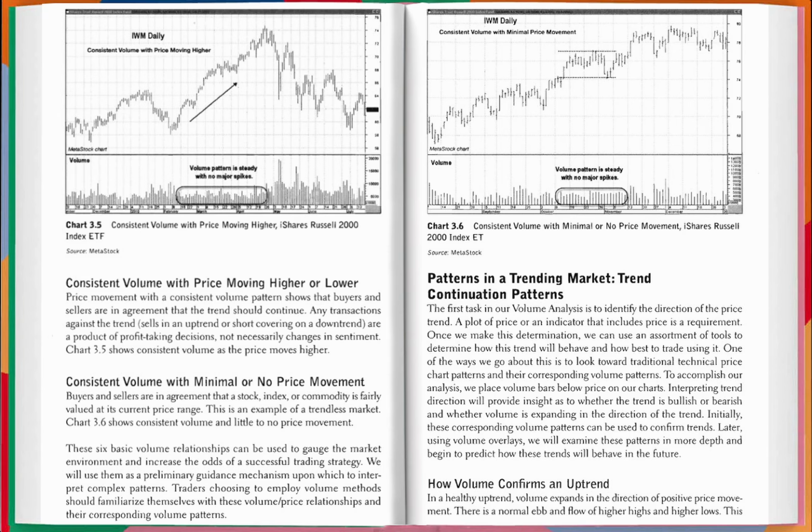Consistent volume with minimal or no price movement. Buyers and sellers are in agreement that a stock, index, or commodity is fairly valued at its current price range. This is an example of a trendless market. Chart 3.6 shows consistent volume and little to no price movement.